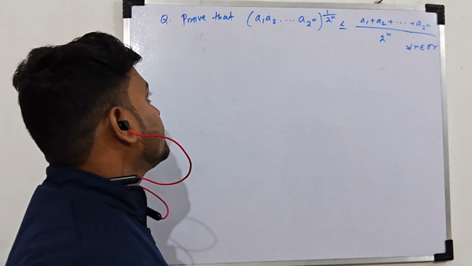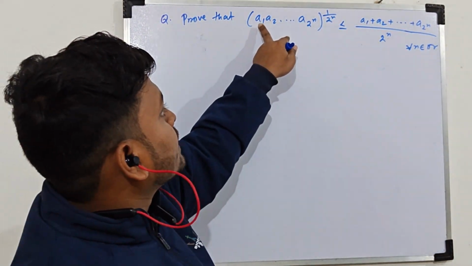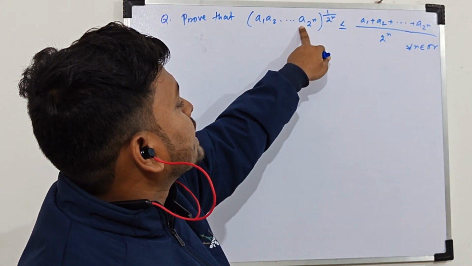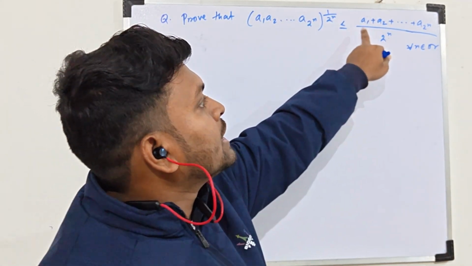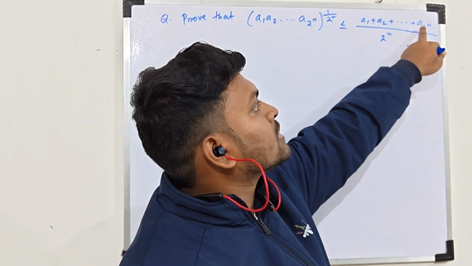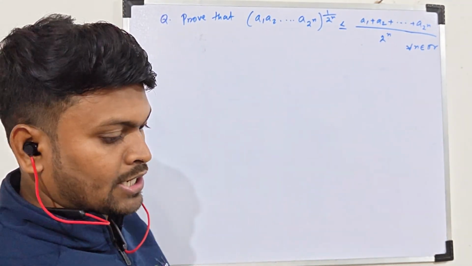So I will solve this question. The question is, prove that (a1·a2·…·a_{2^n})^(1/2^n) ≤ (a1 + a2 + … + a_{2^n}) / 2^n for all n belonging to the natural numbers. We have to show that.